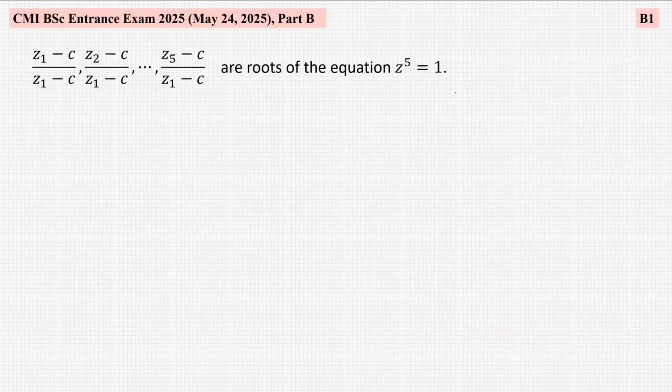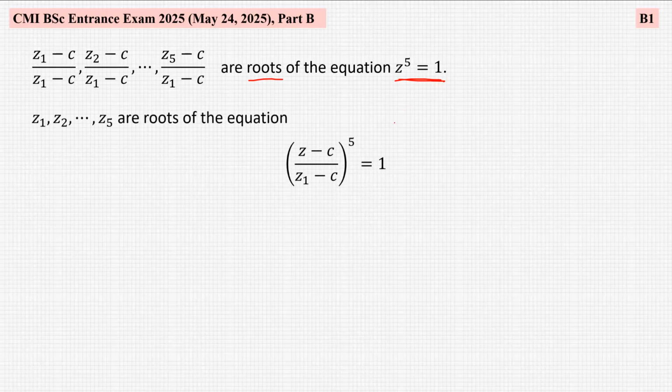Therefore, applying our knowledge on the roots of a binomial equation, (z1 - c)/(z1 - c), (z2 - c)/(z1 - c), ..., (z5 - c)/(z1 - c) are roots of the equation z to the 5th power equals 1. We can say this in another way.